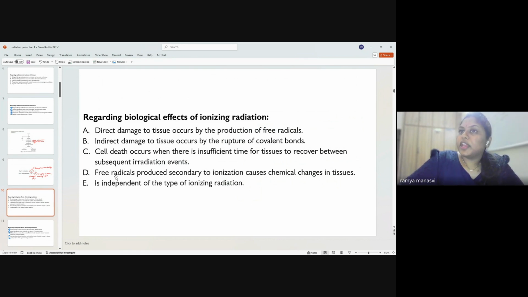So that is true. Free radicals produced secondary to ionization cause chemical changes in tissues. Is it true or false?